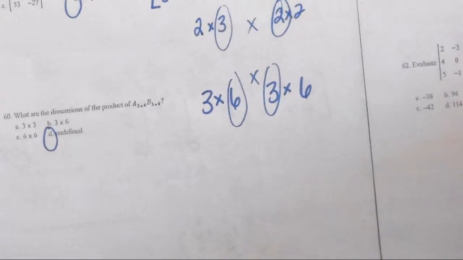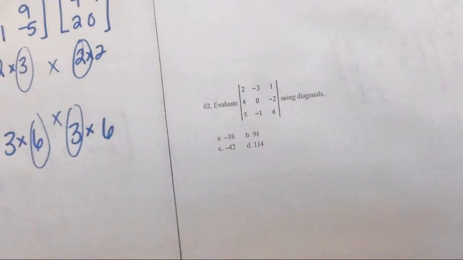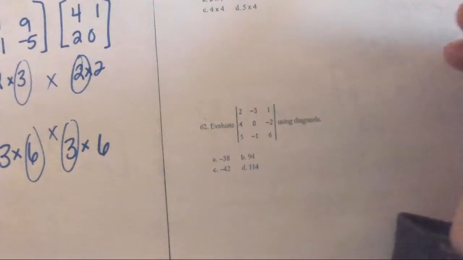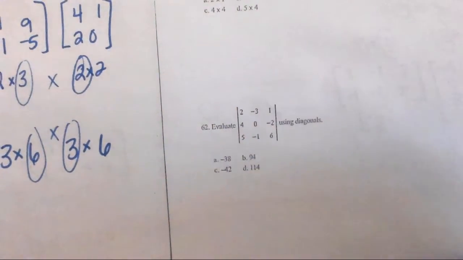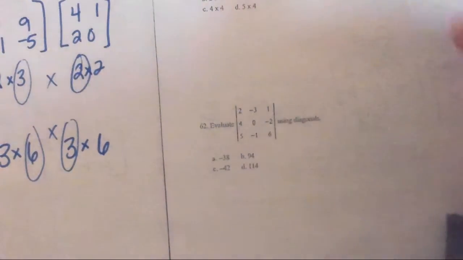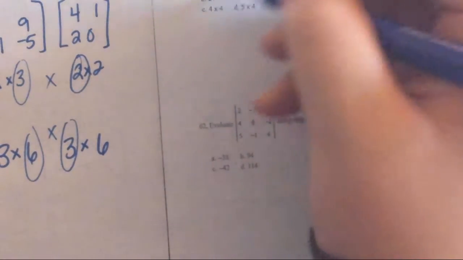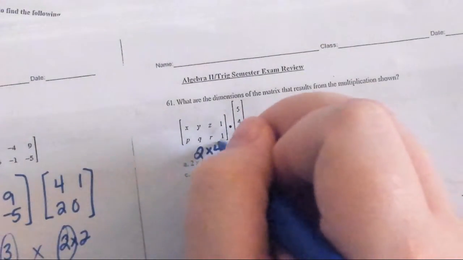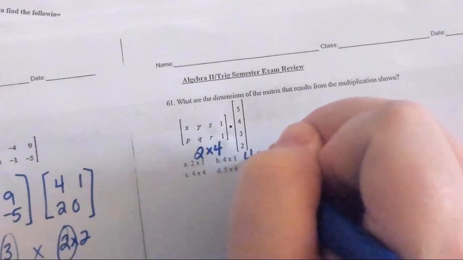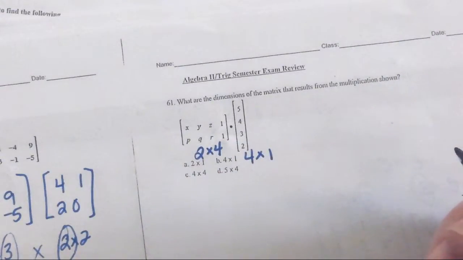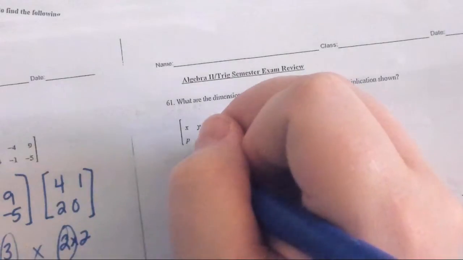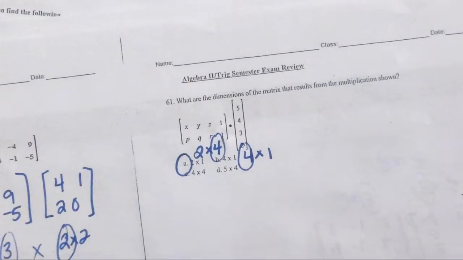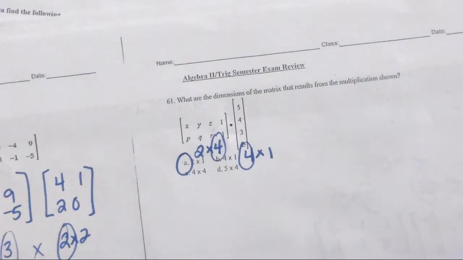61. What are the dimensions of the matrix that result from the multiplication shown? So this weirdo looking matrix, what are its dimensions? 2 by 4 and a what? So what are the dimensions of my product? So it's a 2 by 1. The insides did match, so my answer is a 2 by 1. So 61 is A.